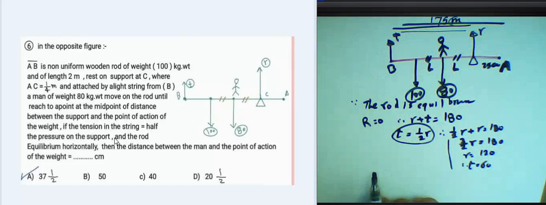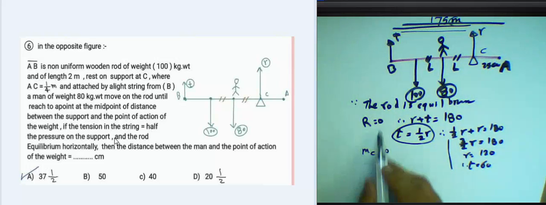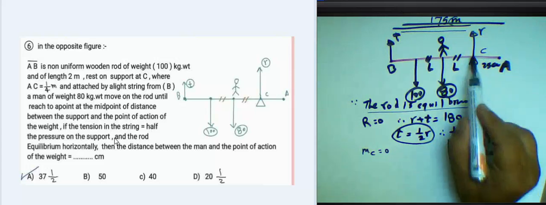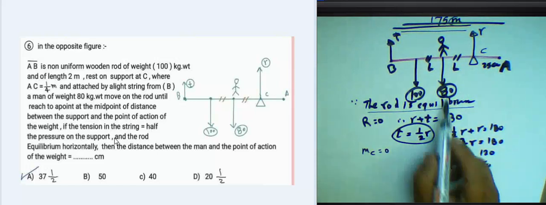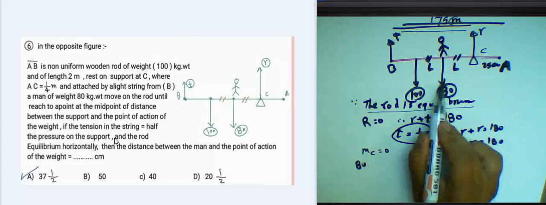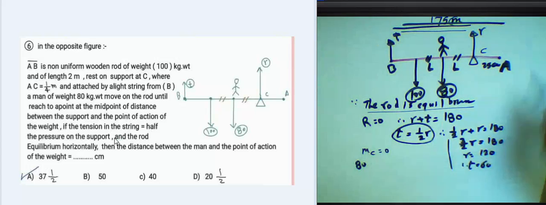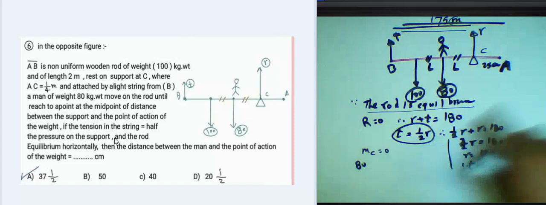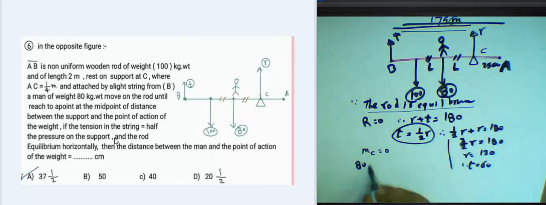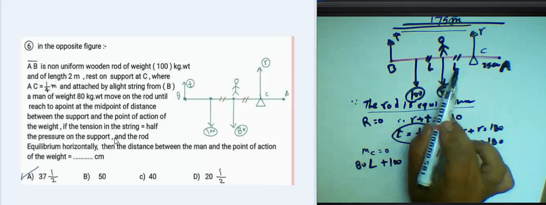Then we can find the moment about a point. Choose which point? The point C. The moment about the point equals 0 because the rod is in equilibrium. About this point, we can cancel this reaction because the moment about the point C equals 0. Then 80 here, the direction is anticlockwise, so it will be positive times L, 80 L, and 100 multiplied by L plus L, equal 2 L.